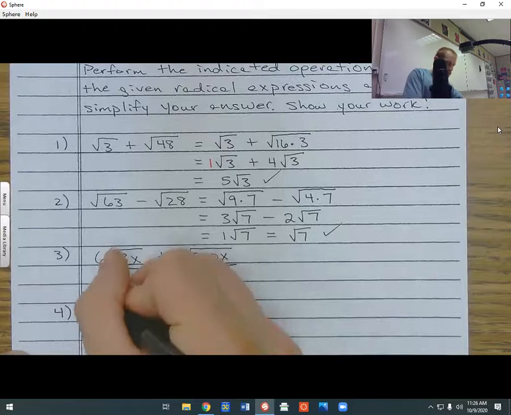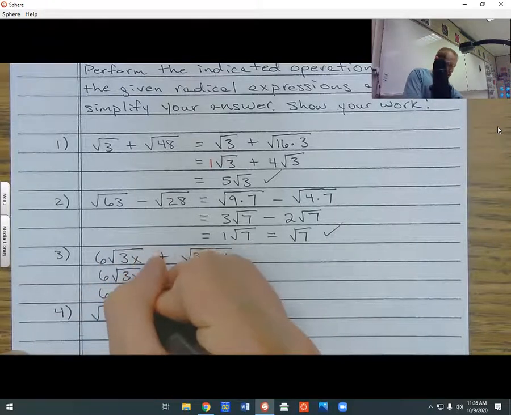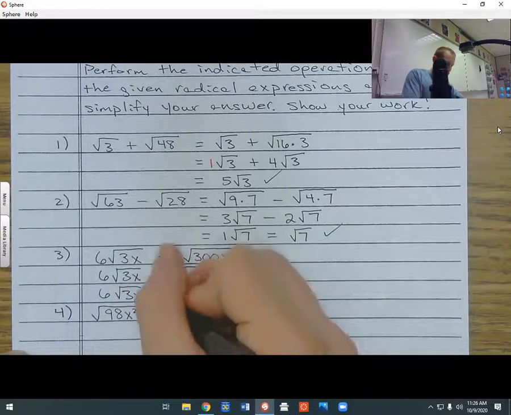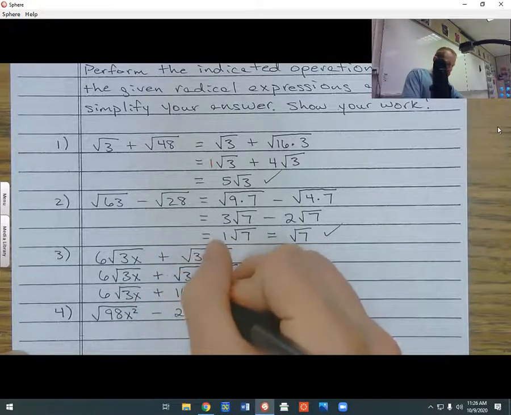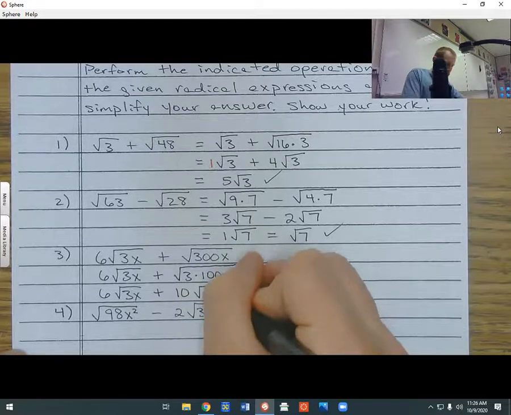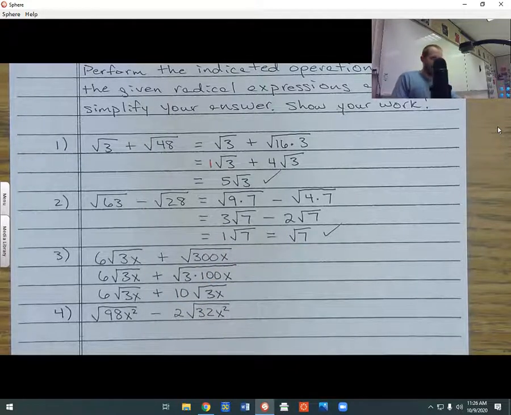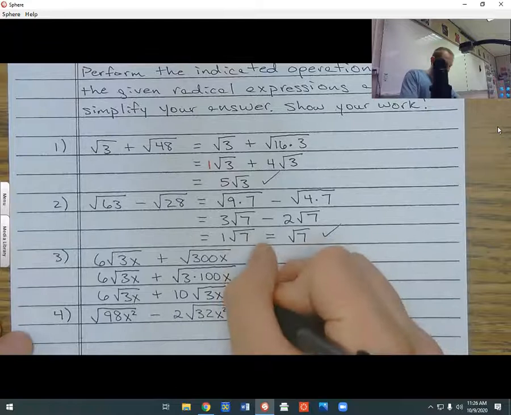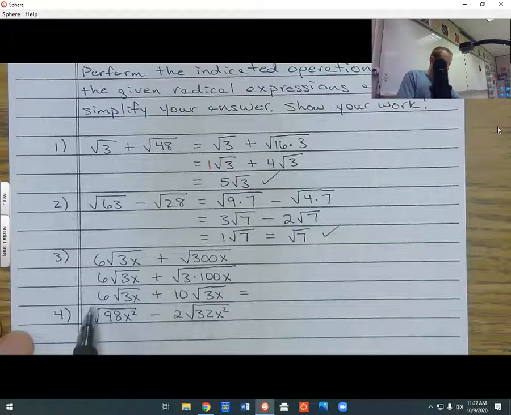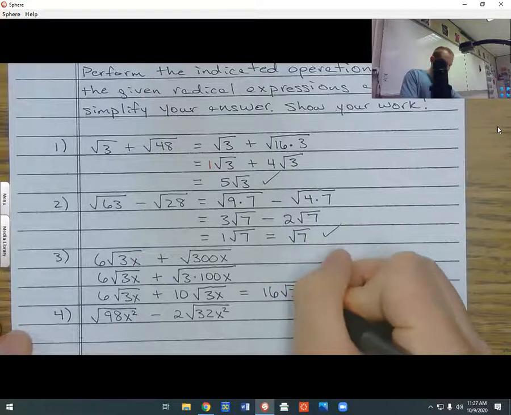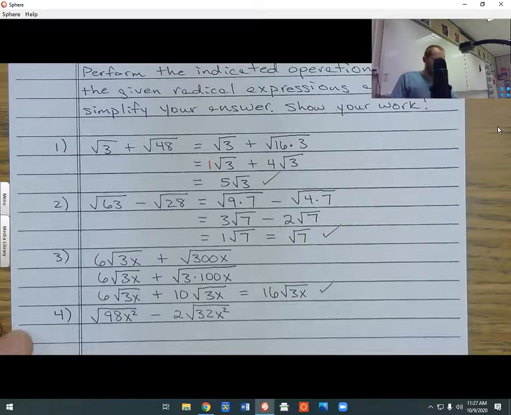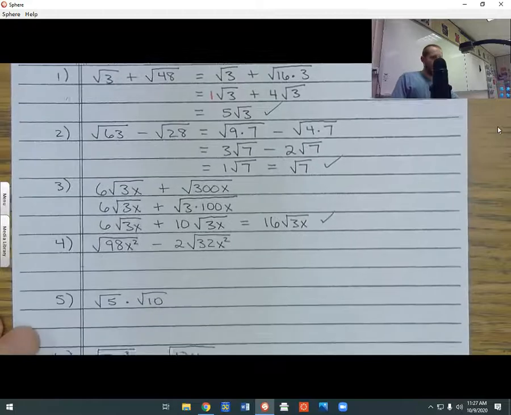So this is going to stay the same. And this over here is going to become 10 on the outside. And I still have a 3x on the inside. And there you have it. We have like terms, right? So now we can add the numbers that are on the outside. 6 plus 10 is 16. Square root of 3x. That's it. I'm done. Alright, let's look at number 4.